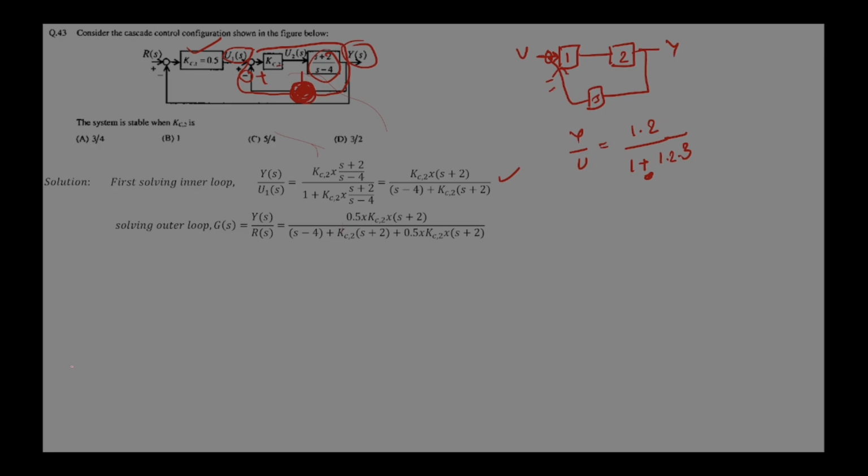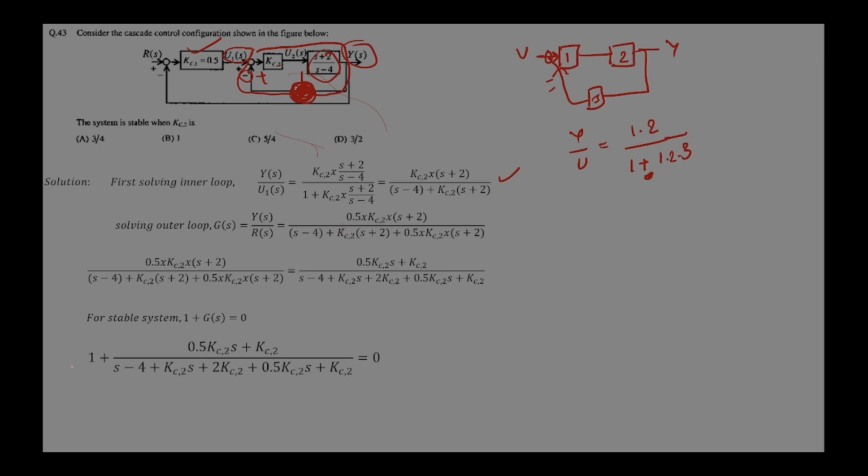Solving this, equating this, aligning with the main part. Now taking Kc2, like we have Kc2 everywhere for a stable system, 1 plus this, and we will get ultimately this equation. And for Kc2 apply Routh array. I hope you know how to apply Routh array. If you don't know, see my earlier videos. Okay, it is there. I'm not going to solve it here.